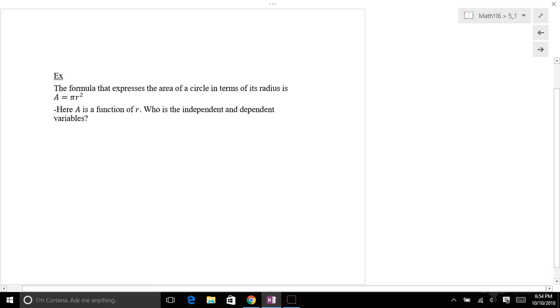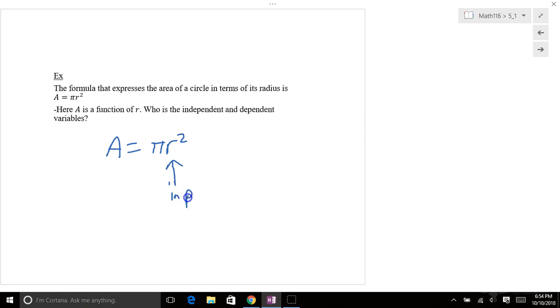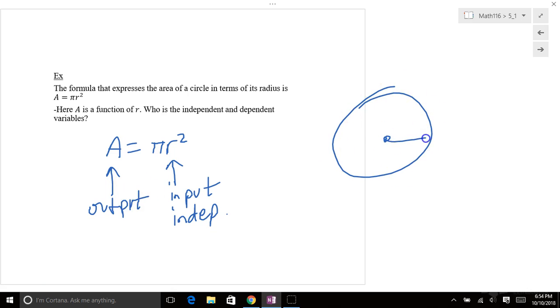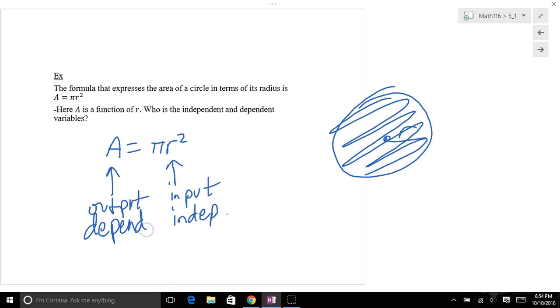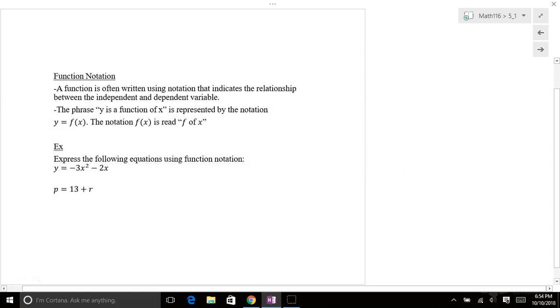So here's a formula. The area of a circle is pi times the radius squared. Who's the independent and dependent variables? Well, the area depends on what your radius is. So here's your input. Whatever you put in for your radius will determine your output. So that's your independent variable. It will determine what the area of the circle is, right? However big this radius is will determine the overall area of that circle. So the independent variable is the radius, the dependent variable is the capital A for area.